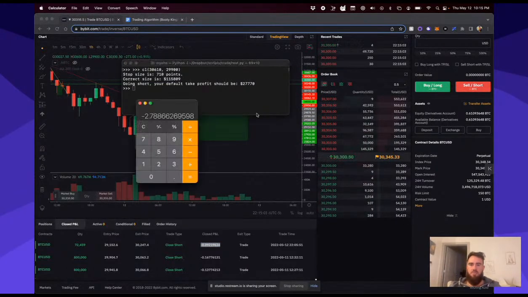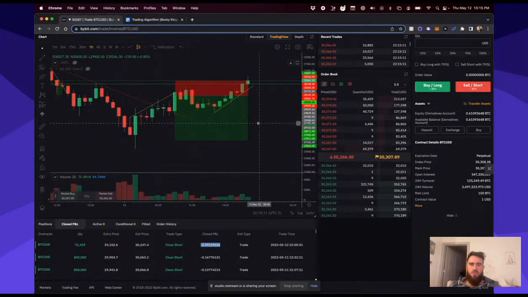Let's see, stop size is 710. So it's 29,900 minus 2,840, 27,060. That seems like a good candidate. So we'll go for 4-to-1 here.